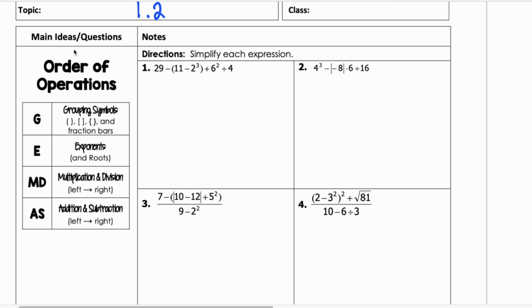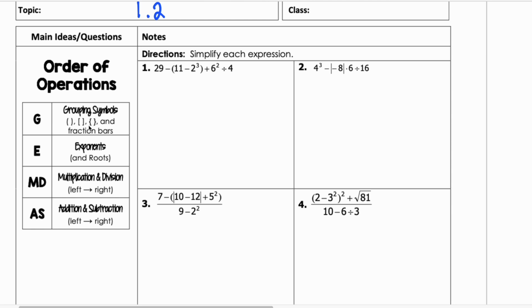Okay, we're pretty familiar with PEMDAS, but I do like this a little bit better. Instead of the P, it says G, and that's because it's grouping symbols. P is parentheses, and parentheses is a grouping symbol. So by using G, we're including all of the grouping symbols.